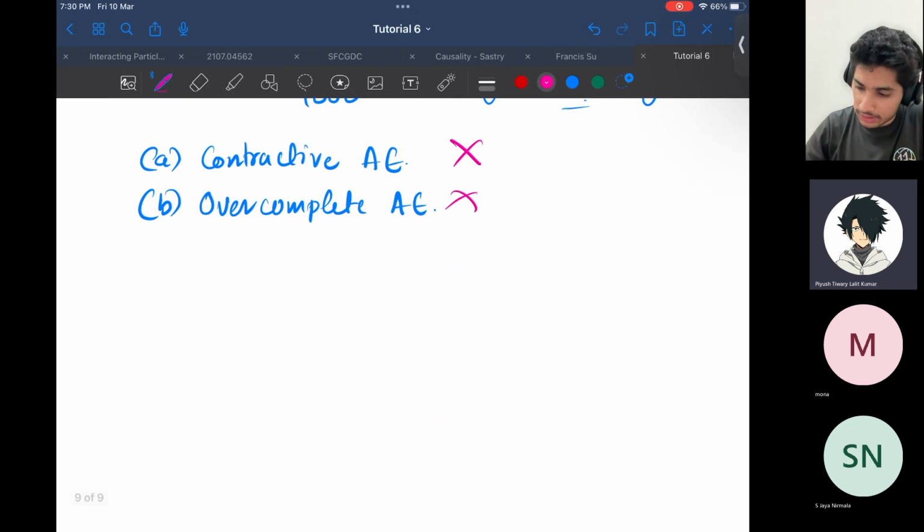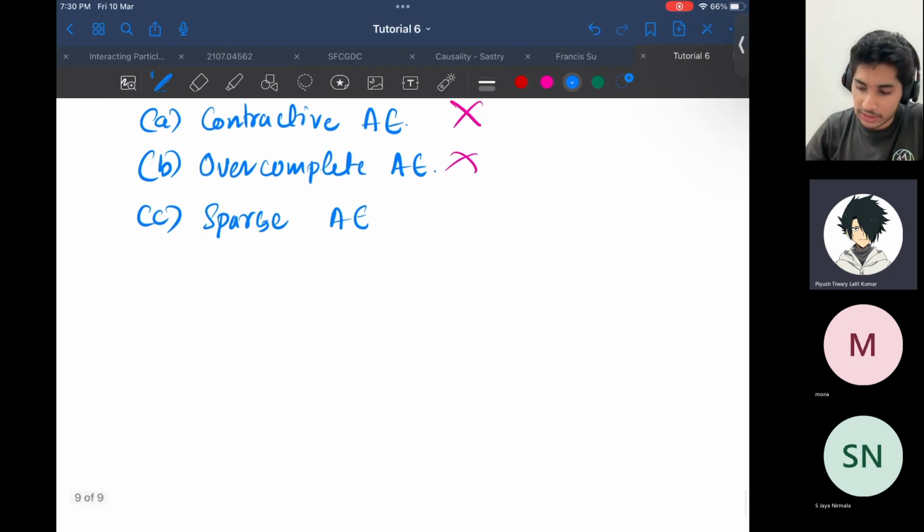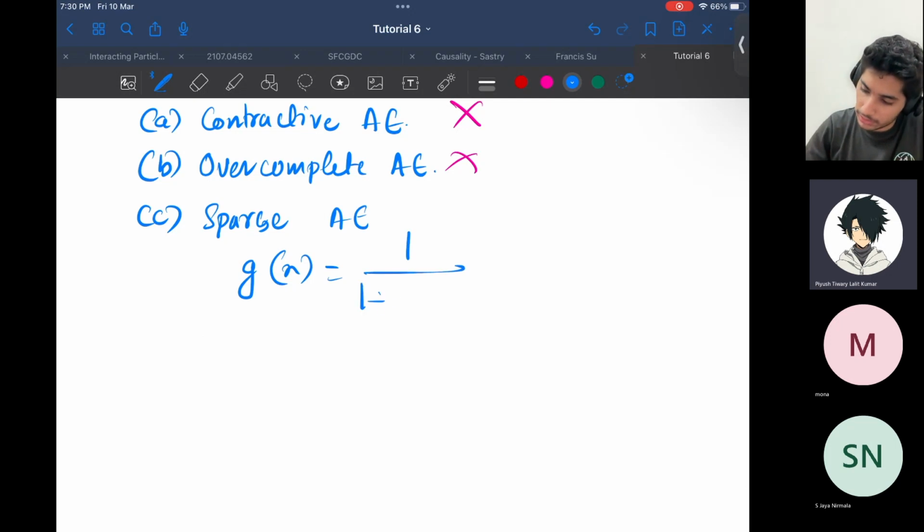Well, moving on, what is the third option? The C option is the sparse autoencoder. So what does a sparse autoencoder do? The special property of the sparse autoencoder is that the activation function g of x is a logistic function, right? So this is 1 upon 1 plus e raised to minus w x, something like this.